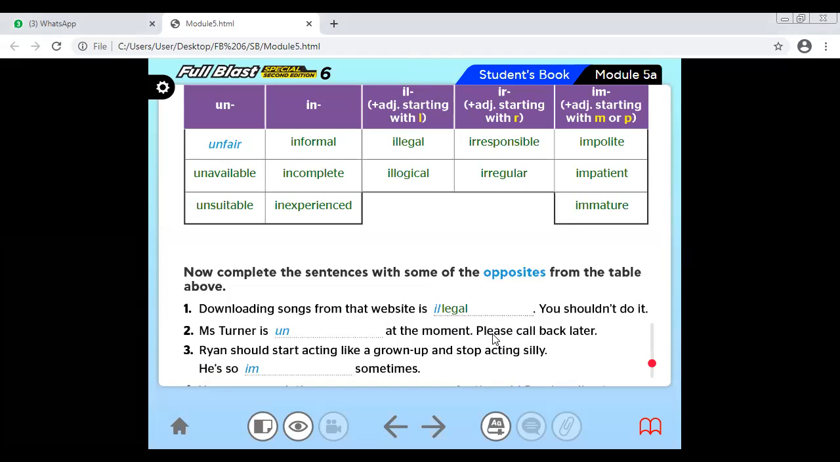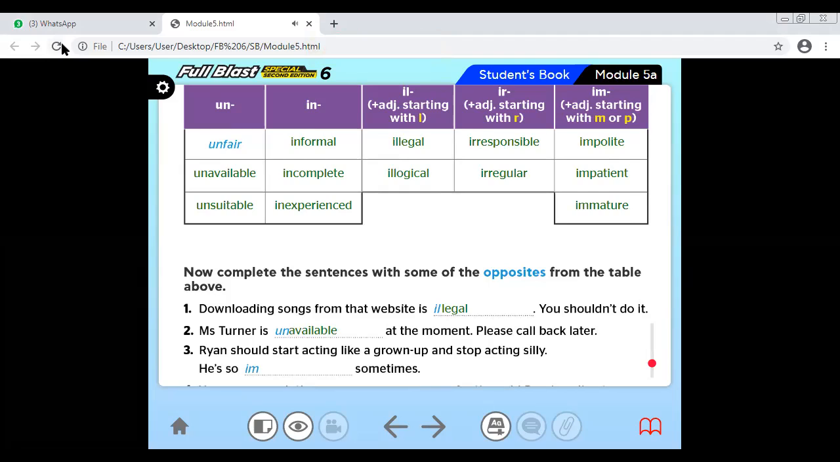Can I answer number 2? Are you Farida? Yes. Yalla Farida. Number 2. Mrs. Turner is unavailable at the moment. Answer number 3. No, my dear, don't talk about number 3 now. We are still in 2. Unavailable. Mrs. Turner is unavailable at the moment. Please call back later. Excellent. Unavailable.